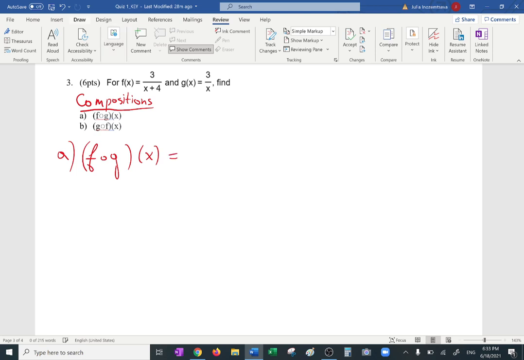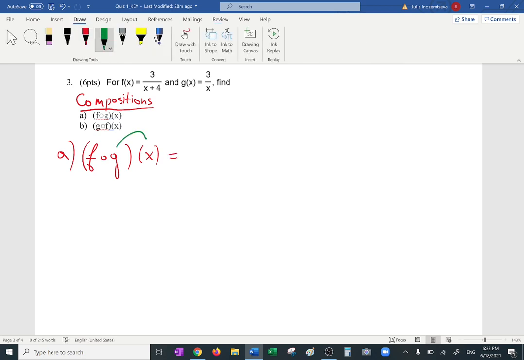So you always look at the one that is closer to x. That is going to be my input. So g of x will be inside of f. Let's first write down what g is. g is 3 over x. So I'm taking 3 over x and plugging it in everywhere I see x. That is my new input.